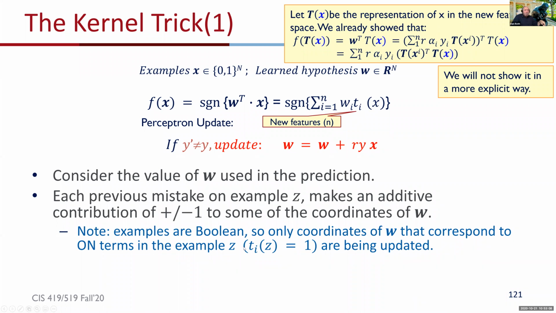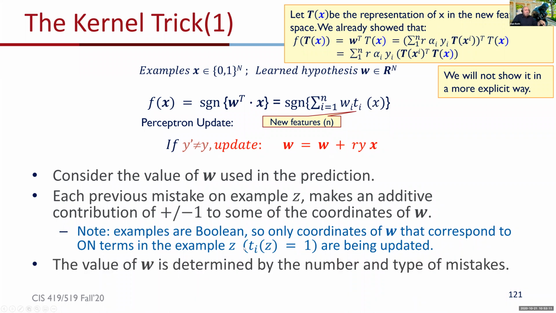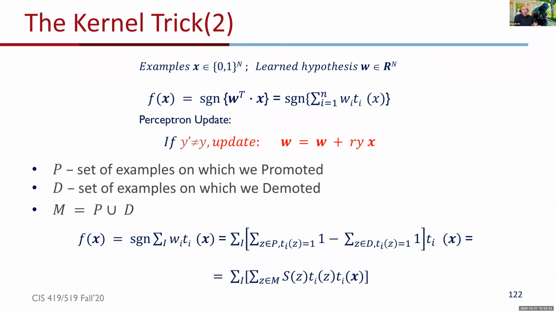And this is exactly what's written here. And of course, the value of W then is determined by the number of mistakes and the type of the mistakes. Is it a mistake on a positive example or a negative example? So let's just write this down explicitly. This is where we ended last time. In order to do it, I'm adding this notation. I'm calling P the set of examples on which we promoted the weight, that is the set of positive examples on which we made mistakes, and D is the set of negative examples on which we made mistakes. M is the union of this, which means the set of all examples on which we made mistakes.